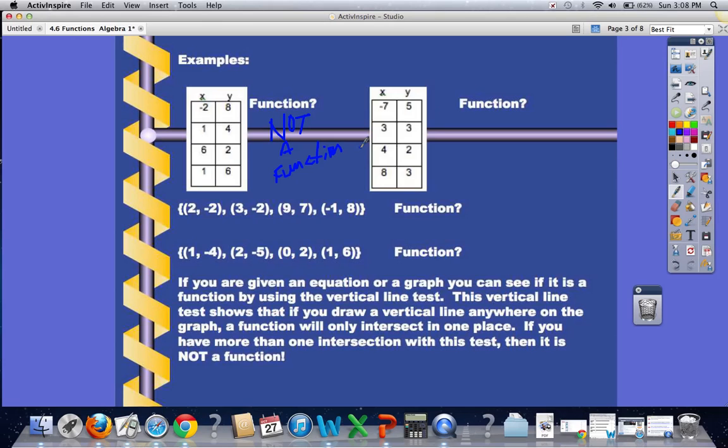See how easy this is? Very, very easy. All right, this one goes -7, 5, 3, 3, 4, 2, 8, 3. So let's look at the X column because that's the one we're concerned with for whether it's a function or not. This says -7, 3, 4, and 8. So is this a function? Yes, because the X's did not repeat.